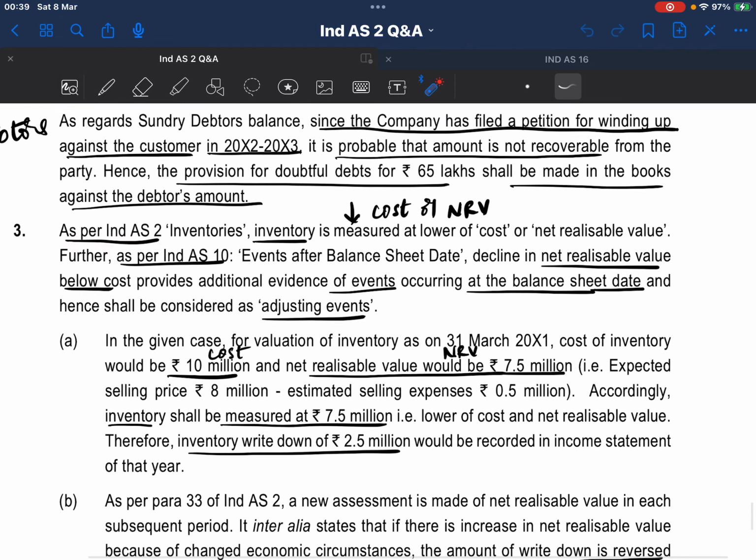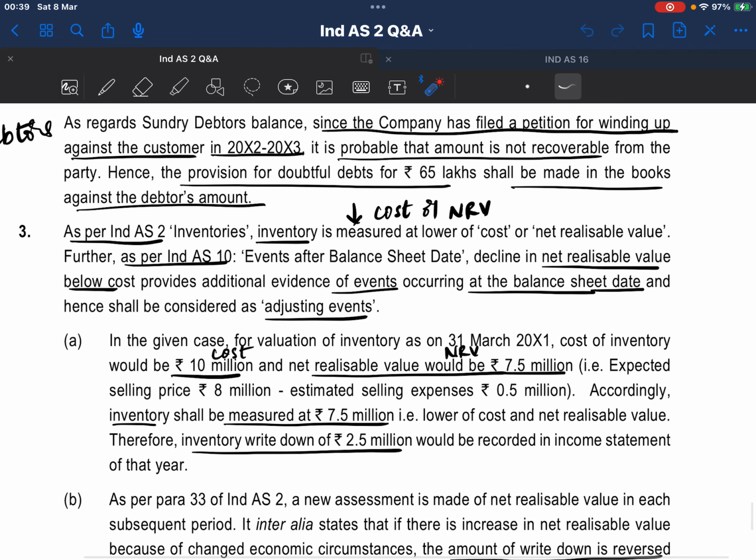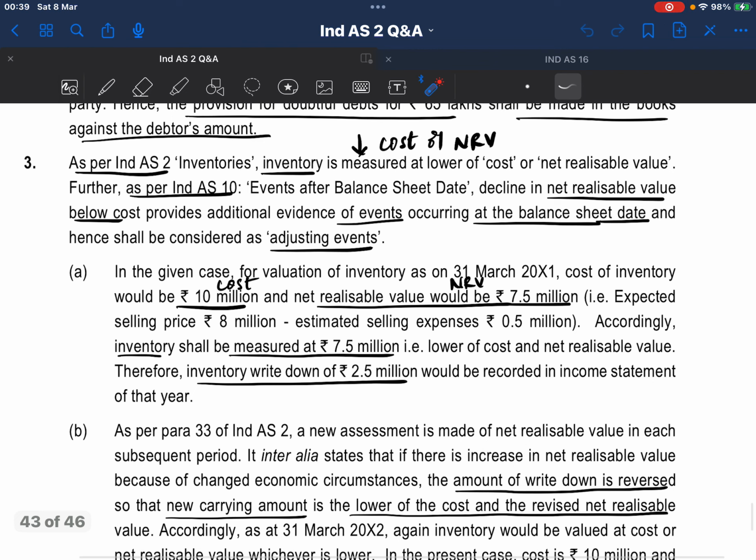Answer 3. As per Ind AS 2, inventory shall be measured at lower of cost or NRV. As per Ind AS 10, net realizable value below cost, reflecting events occurring after the balance sheet date, is considered an adjusting event. Cost of inventory would be 10 million and net realizable value would be 7.5 million, being 8 million minus 0.5. Inventory shall be measured at 7.5 million and the balance inventory write down of rupees 2.5 million is recorded in the income statement, that is P&L.